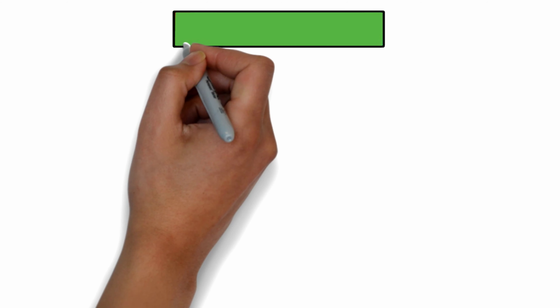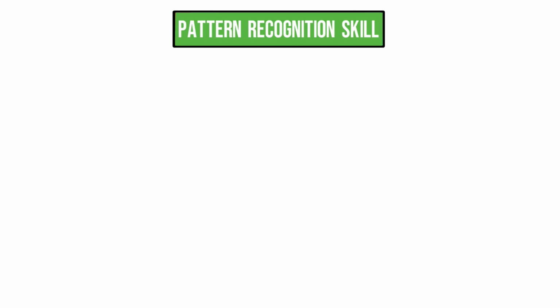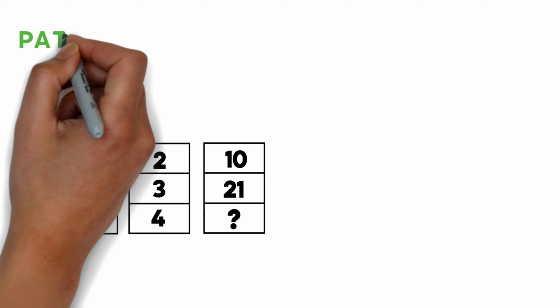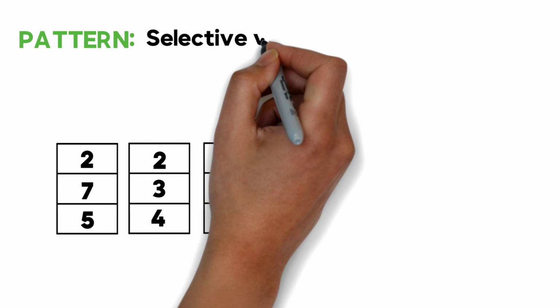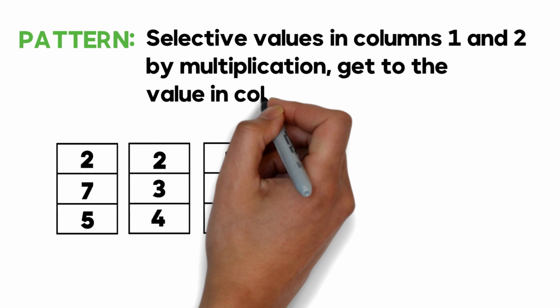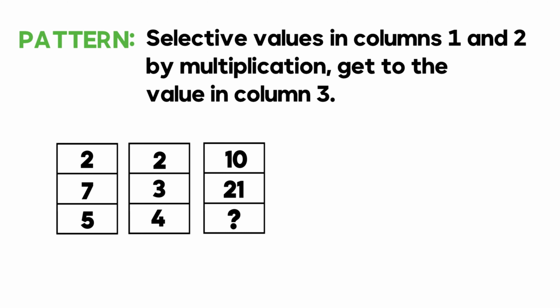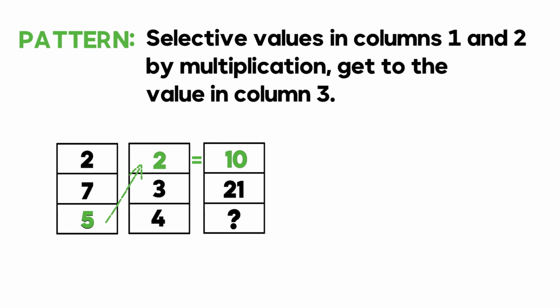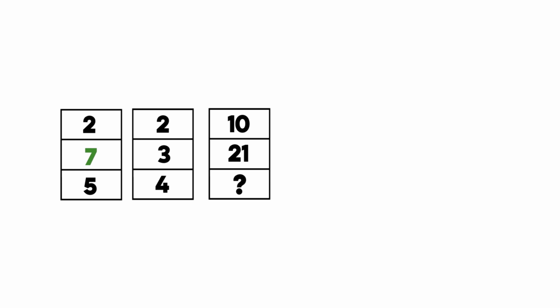The most important skill to solve these types of problems is pattern recognition skill. To recognize the pattern, you need to look closely into each column. Selective values in columns 1 and 2 by multiplication get to the value in column 3, and this is our pattern. Let's take a closer look for the values that are already present. If we multiply 5 by 2, we get to the value of 10. Second set of values represented by the middle row. 7 multiplied by 3 equals 21.